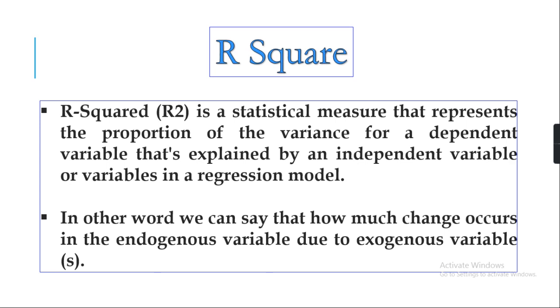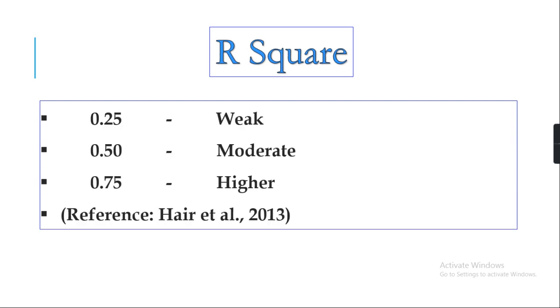There are some threshold limits of R square value. If the value of R square is 0.25, it shows that there is a weak R square or coefficient of determination, whereas a value of R square up to 0.50 shows there is a moderate coefficient of determination, whereas if the value of R square is higher than 0.75, it shows that there is a higher level of coefficient of determination within the model.